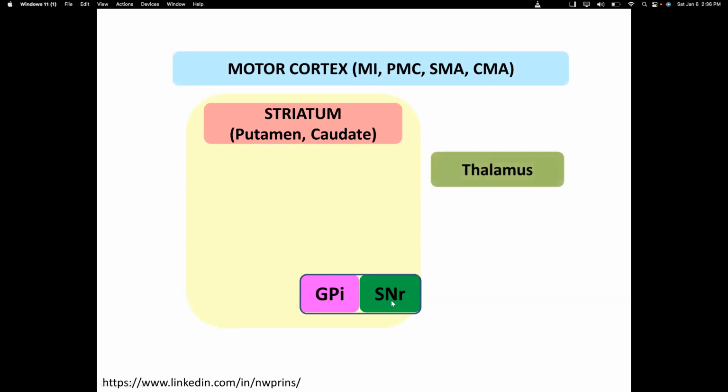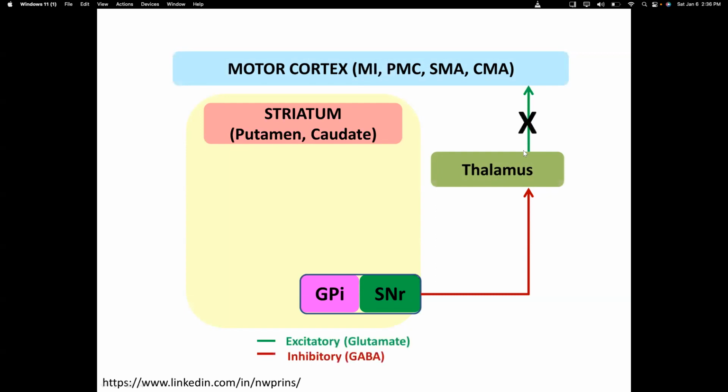Okay, so as we said, in the usual case, the thalamus activity is inhibited, and therefore the motor cortex is not moving. But let's see how movement is initiated. The motor cortex sends an excitatory signal to the striatum, which inhibits the activity of the GPI and the SNR, which in turn inhibits the inhibitory activity on the thalamus, and therefore the thalamus can excite the motor cortex. So this is what we call the direct pathway, or how movement is initiated.